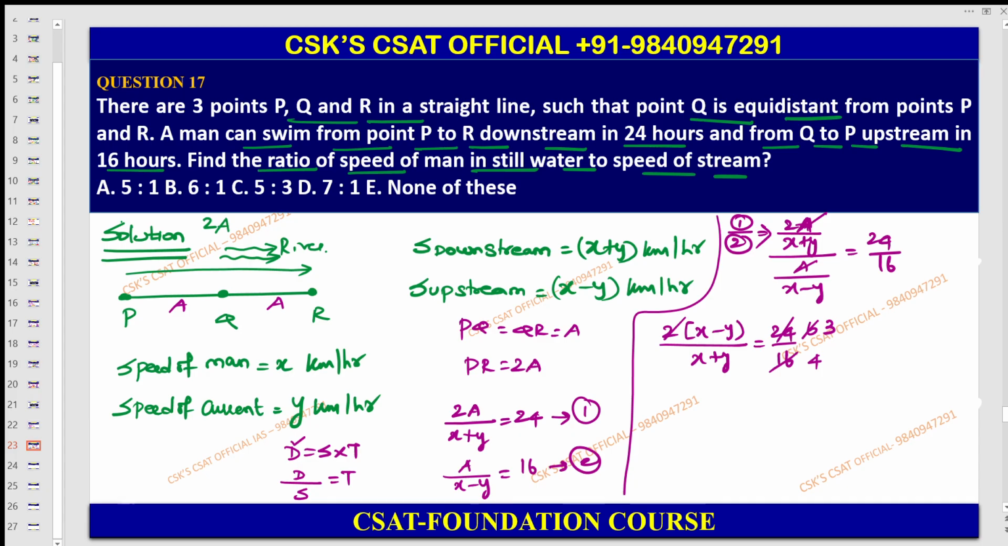Now you can cross multiply. 4x minus 4y is equal to 3x plus 3y. Now rearrange this: bring x towards the LHS and y towards the RHS. 4x minus 3x becomes x, which is equal to 7y. You need to find the ratio here, right? Man's speed is x and current speed is y, so you need to find x by y, which is equal to 7 by 1. So x is to y is 7 is to 1.